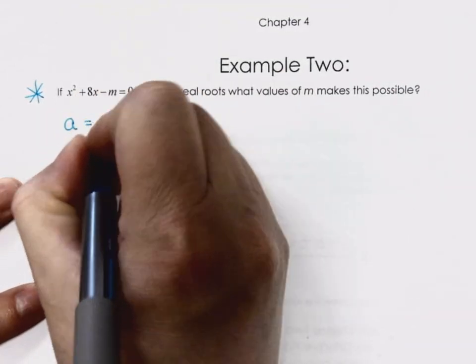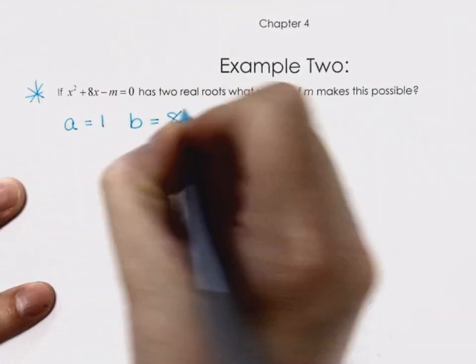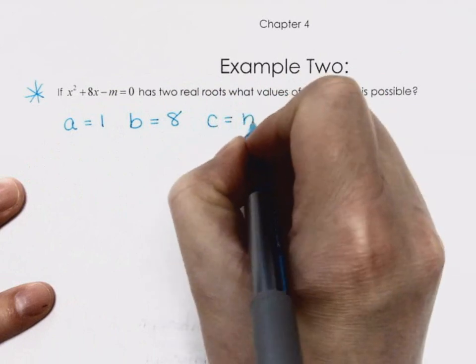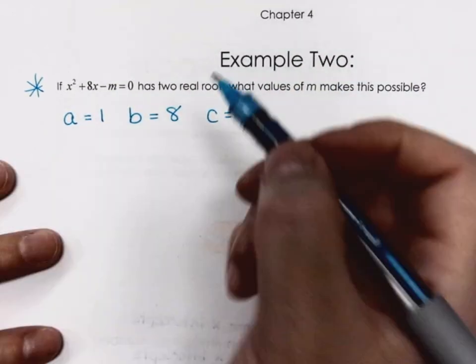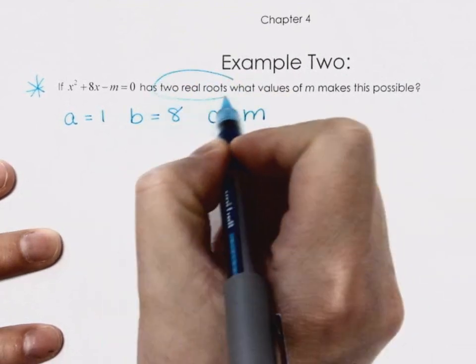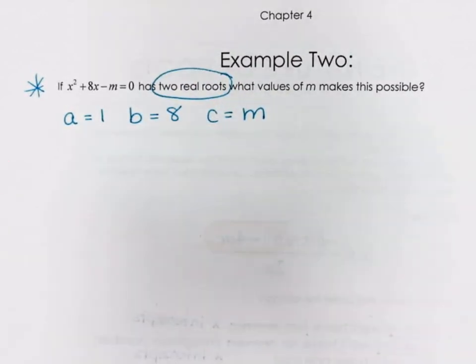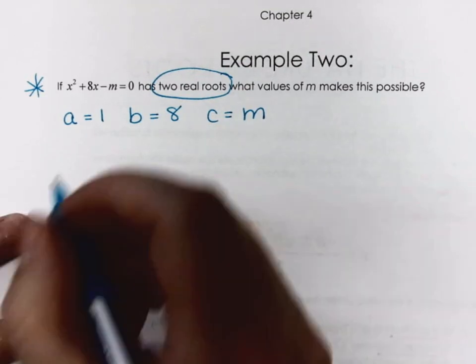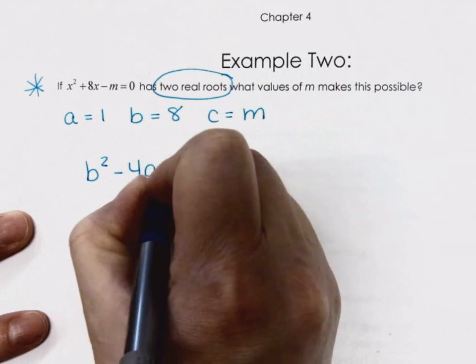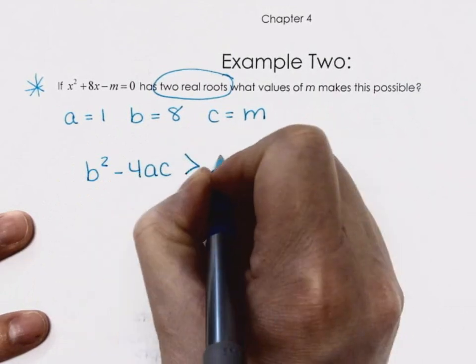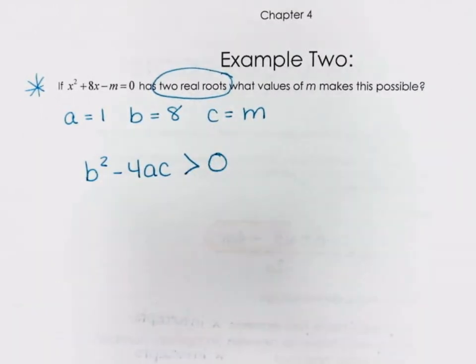We know that A is 1, we know that B is 8, and we know that C is some value of m. I don't know what it is. But what we do know is that it has 2 real roots. So what do we know the discriminant has to be? Has to be positive. So the way we're going to write that is B squared minus 4AC is greater than 0. Because any value greater than 0 is going to be positive, correct?